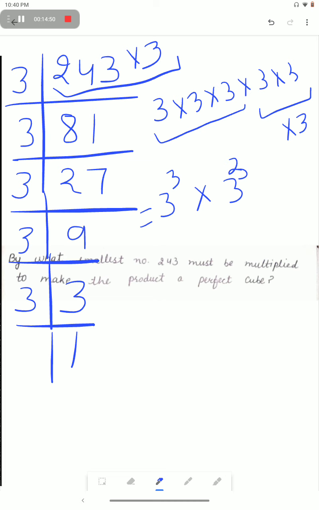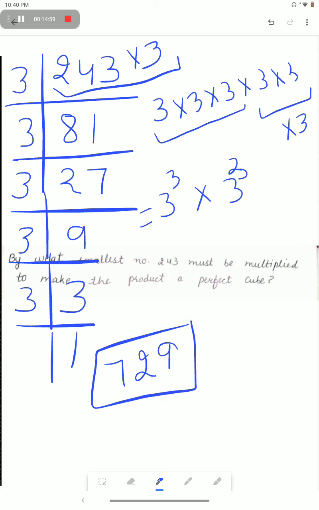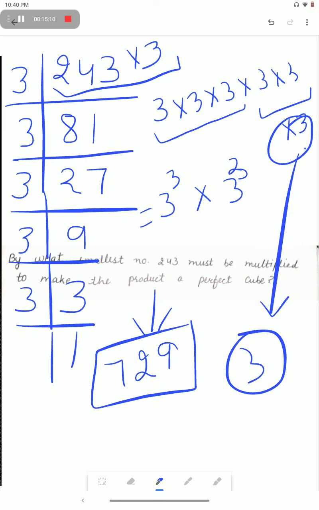It means after multiplying it by 3, what number will be there? 3 threes are 9, 3 fours are 12, 3 twos are 6 and 1, 7. 729 is the perfect cube, which means this product will be 729. And by what smallest number have we multiplied it? By 3 to make it a cube. I think this concept is clear now. Okay, now we will move to the next.